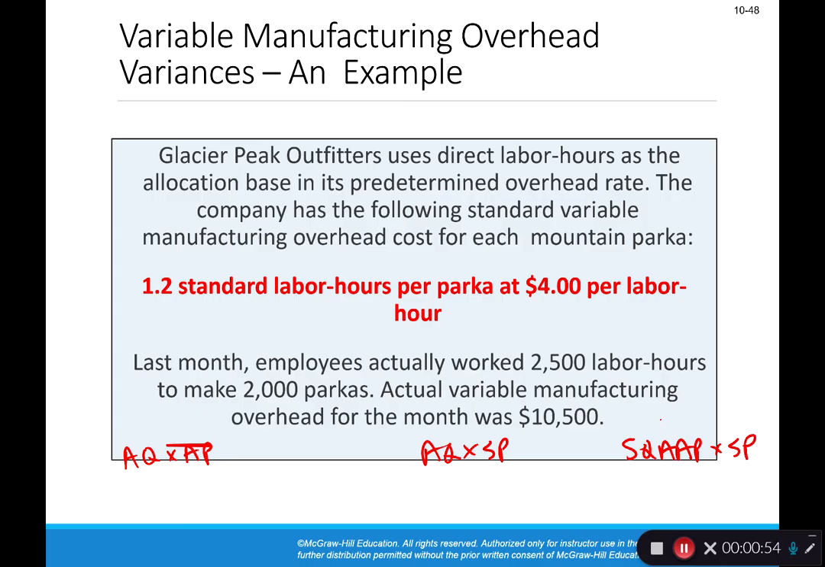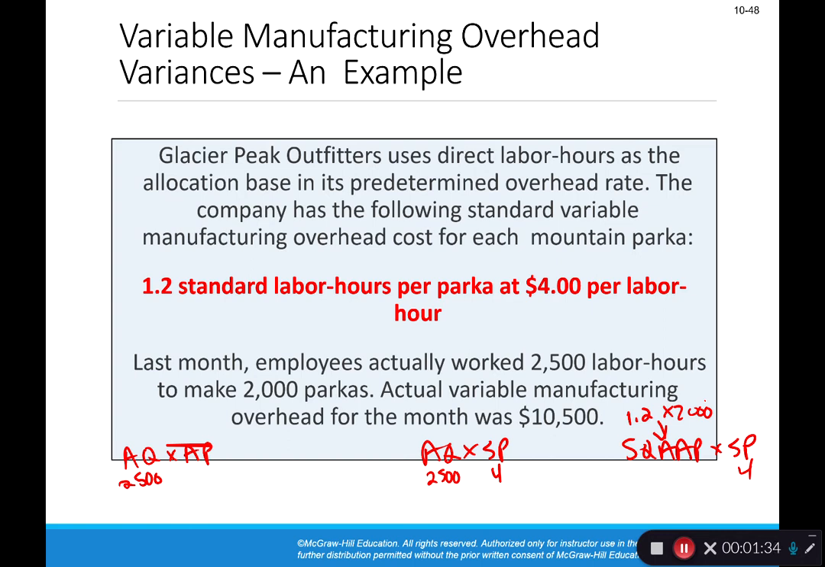The 1.2 standard is going to be part of my squat, and the $4 is my rate, my standard price for variable overhead. Last month we actually worked 2,500 hours. We're using labor hours because that's the driver for overhead according to the problem. That's my actual quantity. To make 2,000 parkas, so that 2,000 is my final product, which is what we use to calculate our squat. Remember, squat is the standard quantity allowed for actual production. And then what's left? Well, it looks like some math.